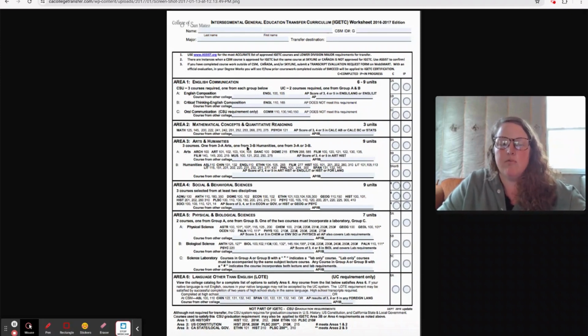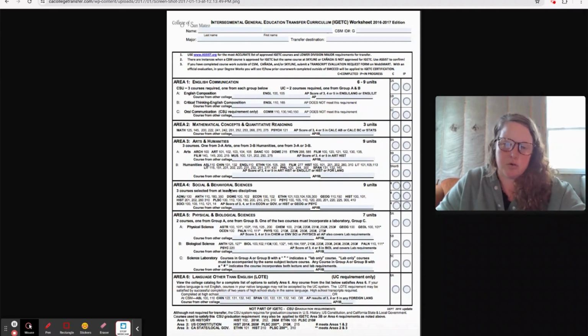Then it says one from 3B humanities. So here we go. Different humanities things. History, Spanish, ASL, I think it might be Chinese, English. And so you have to pick one from there. Then it says AP score of 3, 4, or 5 in art history or English lit or history or foreign language. So any of those that you took as AP would cover this one class. Then it says one from 3A or 3B. So you need to pick one more. It can be either an art or humanity, whichever one is best for you. That would be completing this requirement.